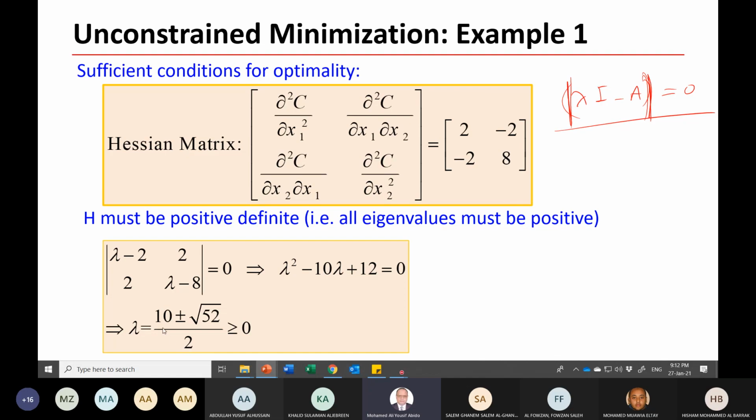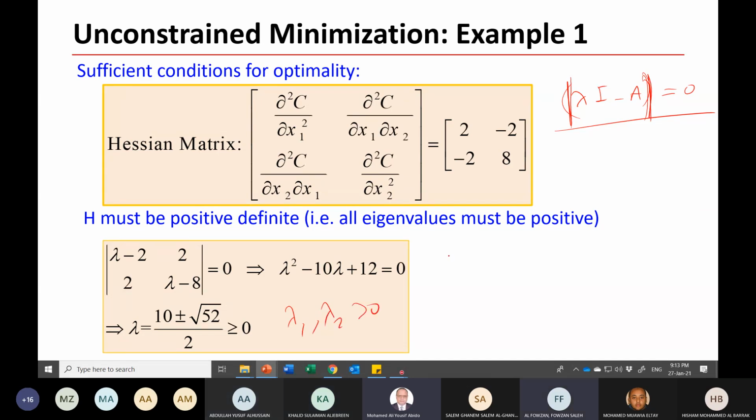Here lambda is 10 plus, so positive, and 10 minus the square root of 50, which is almost 7. So 10 minus 7 is still positive. So the two eigenvalues are positive. Therefore this point, which is 0, 0, is a local minimum, with lambda 1 and lambda 2 greater than 0. So what is the local minimum?